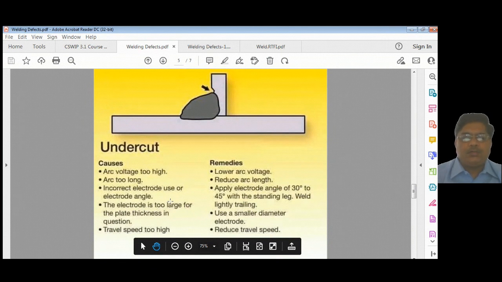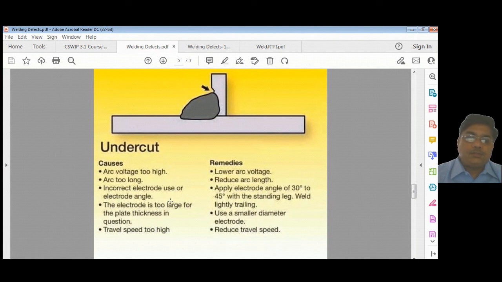Then undercut: arc voltage too high, arc too long, or incorrect electrode use. Electrode angle is also many times a problem. Correct electrode angle is very important when we study TKY joints. When you do the heel welding in the K bevel, electrode angle is very important there. In the same way, in a fillet joint, if the angle is not properly 45 degrees, you will get undercuts.